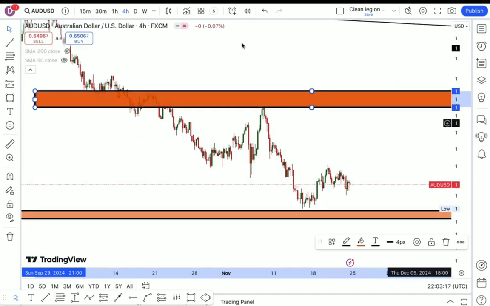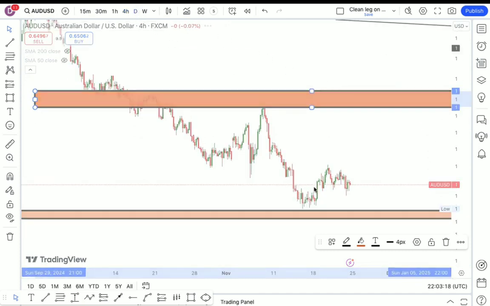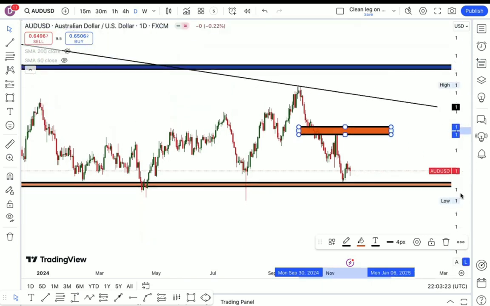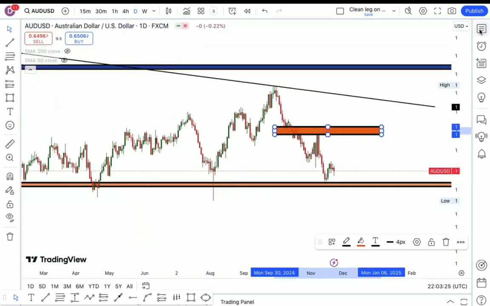So my prime target for Aussie dollar remains this low here. All right, so always target your recent lows if you're selling, and always target your recent highs if you're buying. So that's just that for the Aussie dollar.